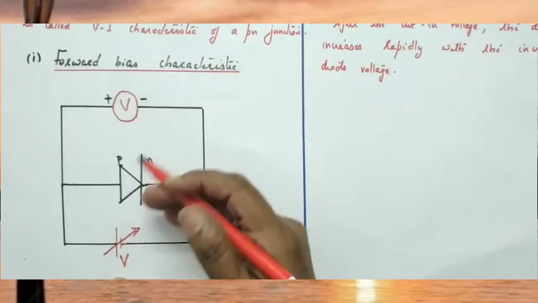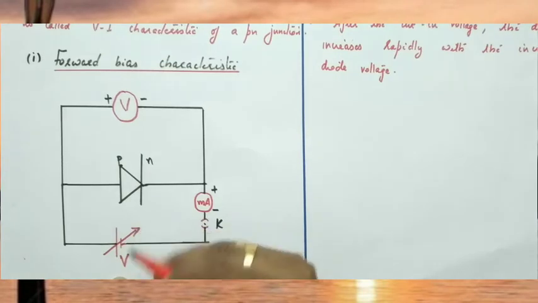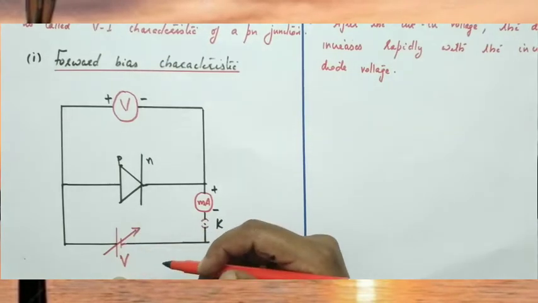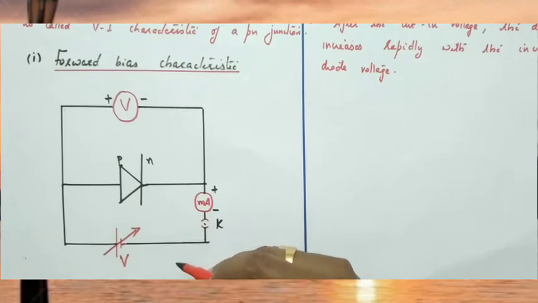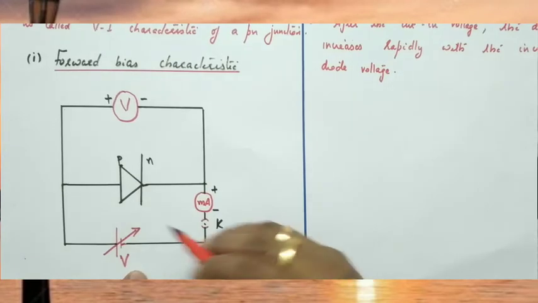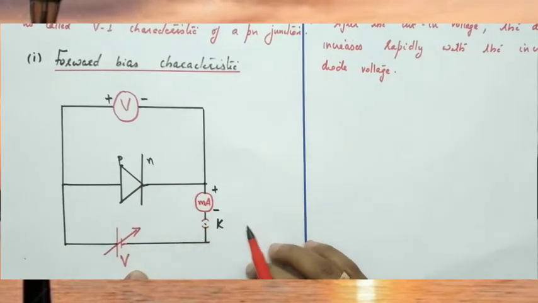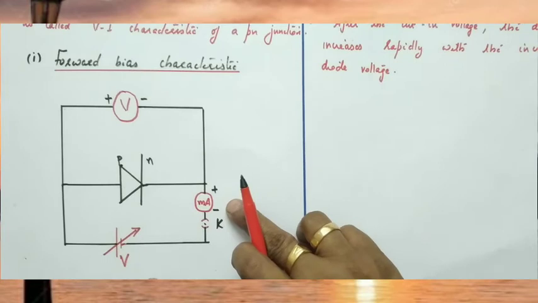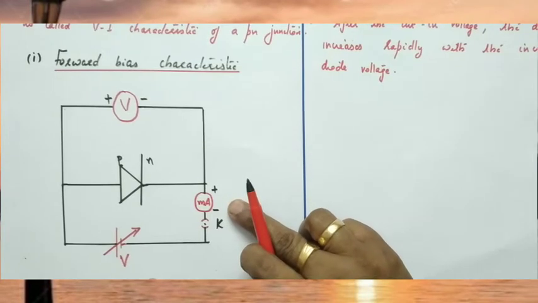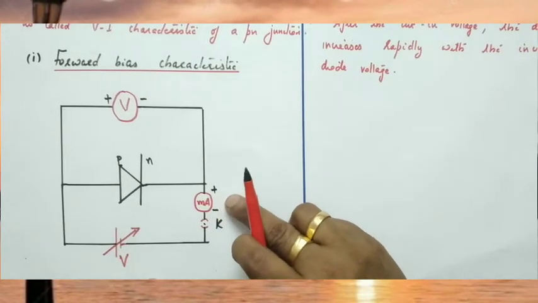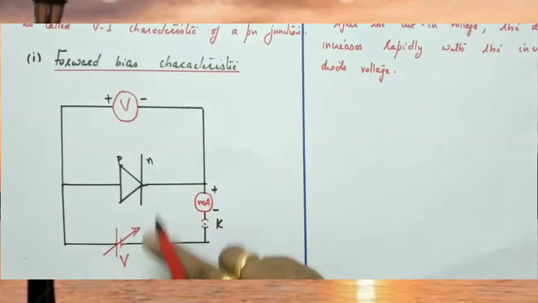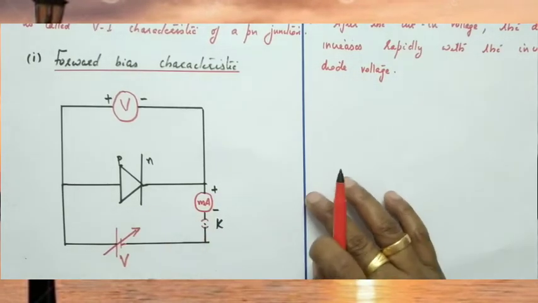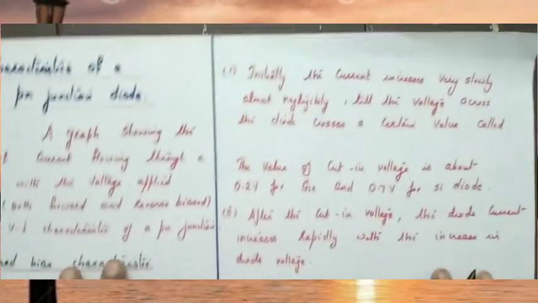If the supply voltage is less than the barrier potential, the p-n junction diode does not conduct. Because we know that in forward biasing the effective barrier potential is V minus VB. If voltage is less than VB, there is no conduction, the p-n junction diode does not conduct. So what is the milliammeter reading? Milliammeter reading is equal to 0. The ammeter shows 0 reading, 0 deflection. So up to barrier potential, current is equal to 0, and that is explained here.